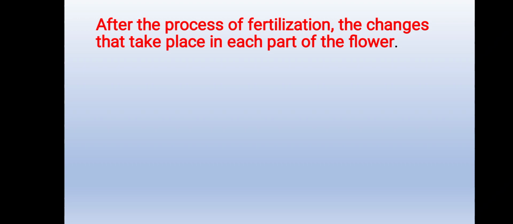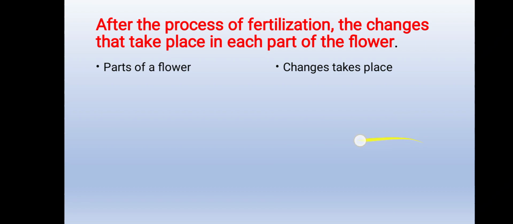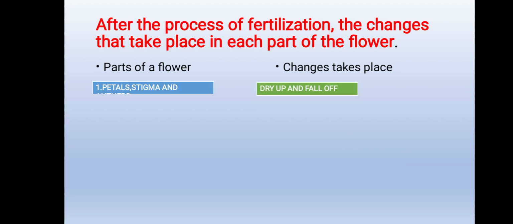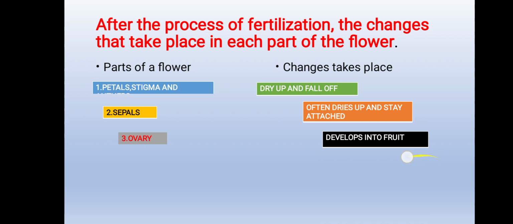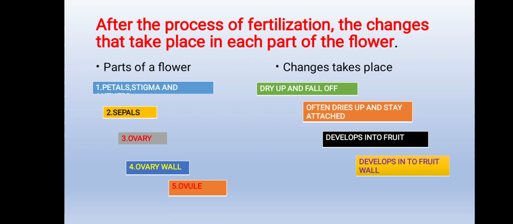So today we'll be learning about the changes that take place in each part of the flower after the process of fertilization. The first one is parts of a flower and the changes that take place. Petals, stigma and anthers dry up and fall off. Next part of a flower, that is the sepals, does not dry up and stays attached. Ovary develops into a fruit. Ovary wall develops into a fruit wall, and ovule develops into a seed.